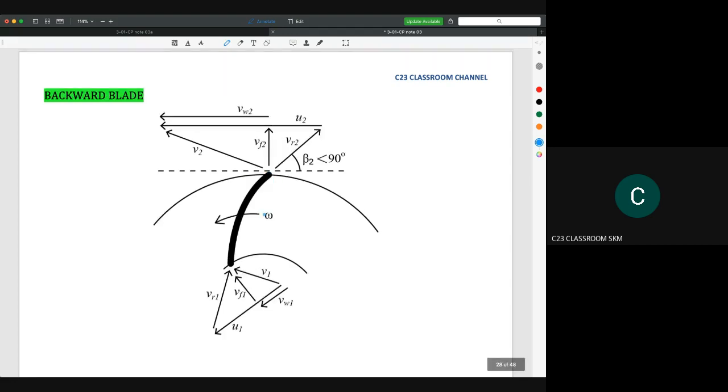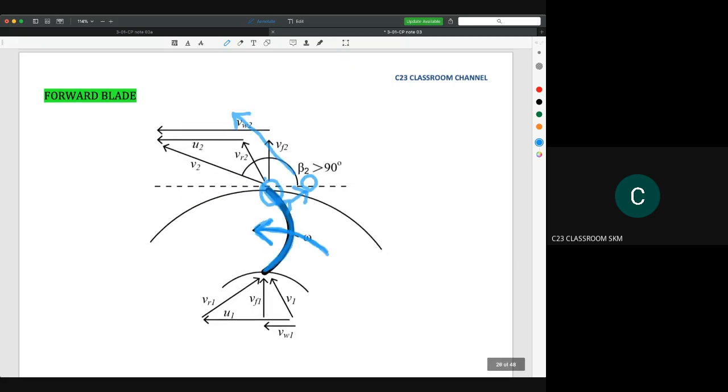The third one is the backward blade. For the backward blade, you use the same idea. You determine the rotation direction here, and because it's moving from right to left, you need to stand here and look forward there. You will find that the blade here is actually at your back. So we call this the backward blade. This is a very simple idea for you to determine the backward, the radial, and also the forward blade.